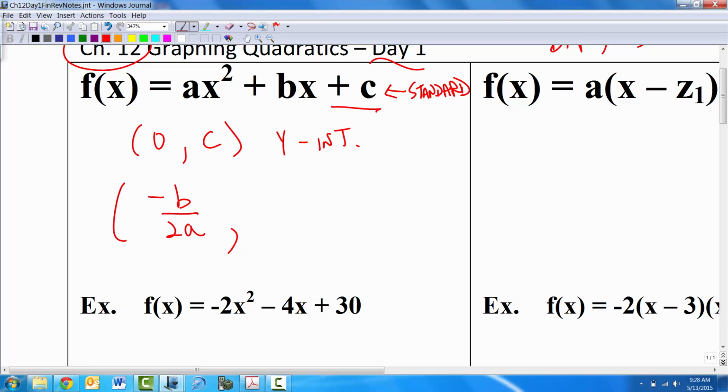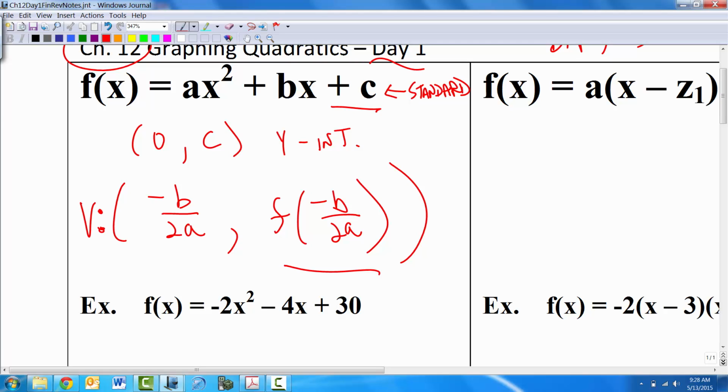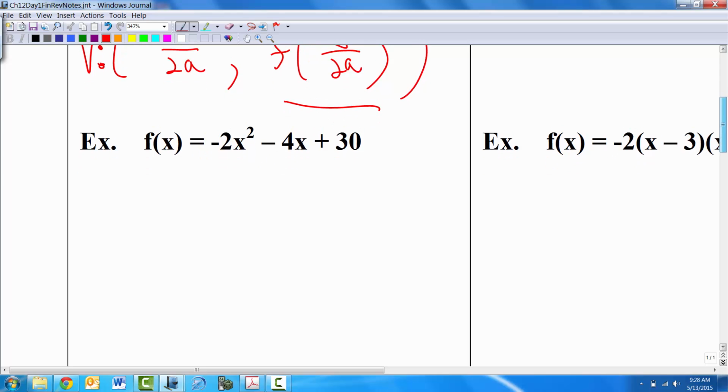Negative b over 2a gives you the x-coordinate of the vertex, and then this fancy notation just means you take this number that you found and you plug it in for x to find the y-coordinate of the vertex. That's just function notation. So if we take this real simple example, negative 2x minus, whatever, you see the y-intercept staring you in the face. It's 0, comma 30, because the 0 cancels these out. You can find that in a millisecond when you're in this form.